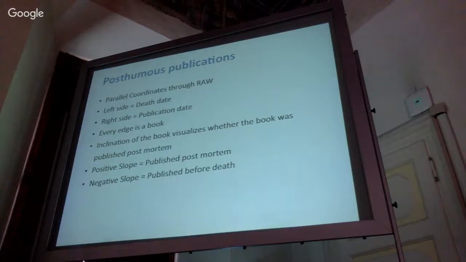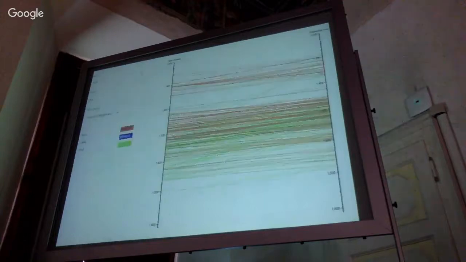On the left side, we've got death dates. On the right side, we've got publication dates. Every edge is going to be a book. The inclination of the lines visualizes whether the book was published post-mortem. Positive slope means post-mortem, negative slope means before. And it turned out something like that.